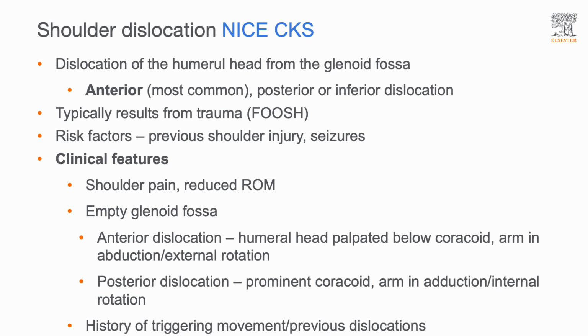Clinical features include shoulder pain and reduced range of motion. There will be an empty glenoid fossa, with anterior dislocation presenting with the humeral head palpable below the coracoid and the arm held in abduction and external rotation, and posterior dislocation presenting with a prominent coracoid process and the arm held in adduction and internal rotation. There may be a history of a triggering movement or any previous dislocations, which can increase the risk of subsequent dislocation.